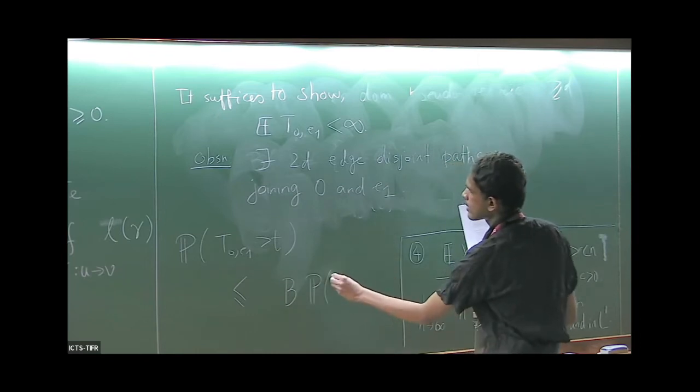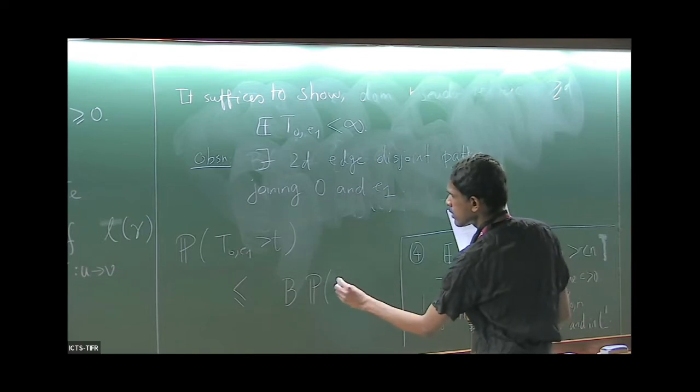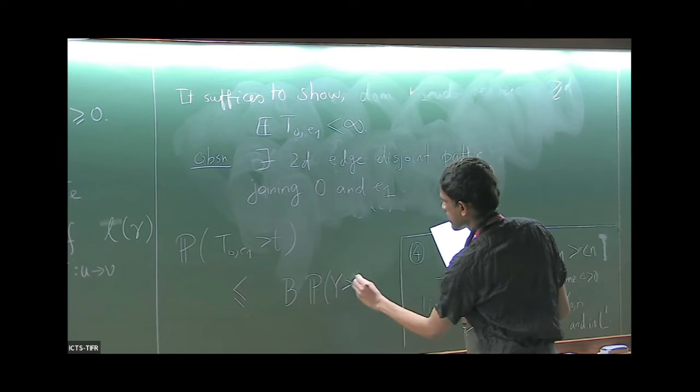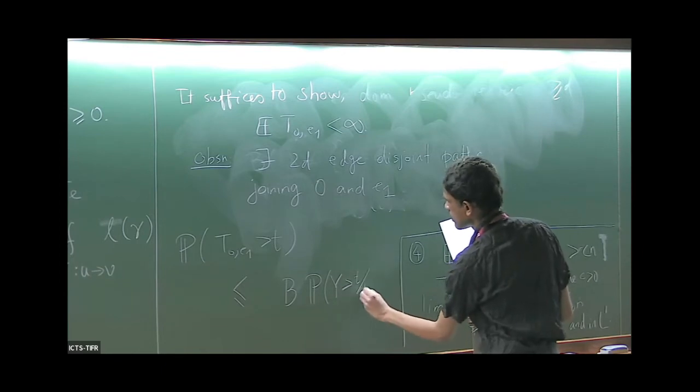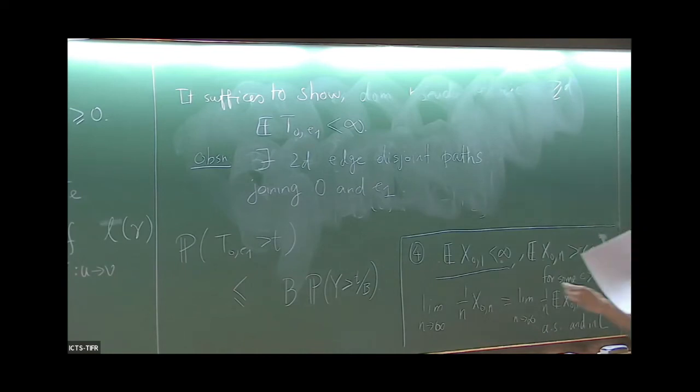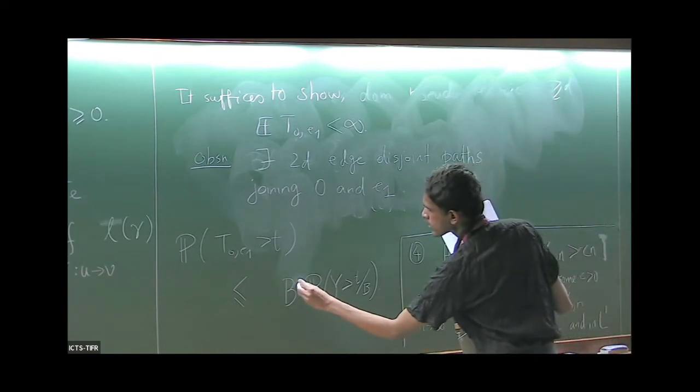So I get the probability y bigger than... So no, this is not correct. So this is b to the d.